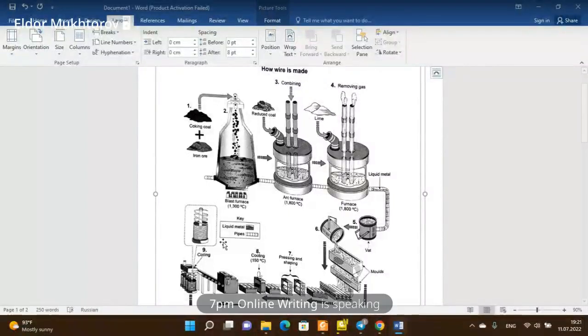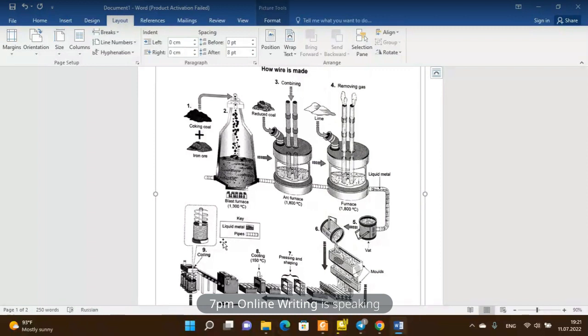Okay. All right. So thank you guys for joining, and I apologize for running a little late. But Eldon, as I instructed earlier, has already started the process, and we start talking about this particular diagram of how wire is made.